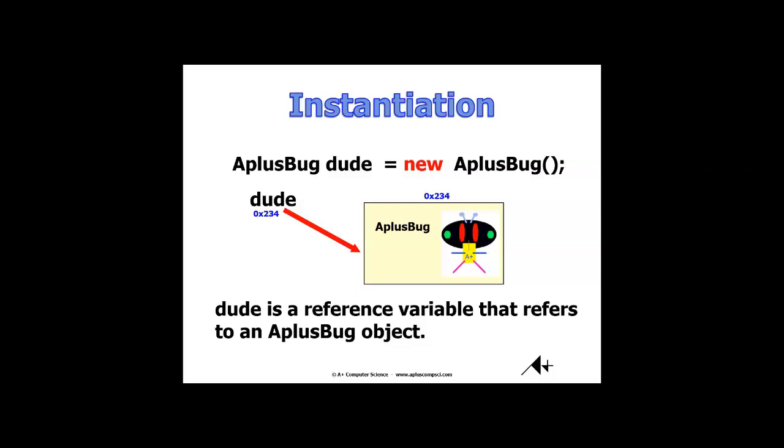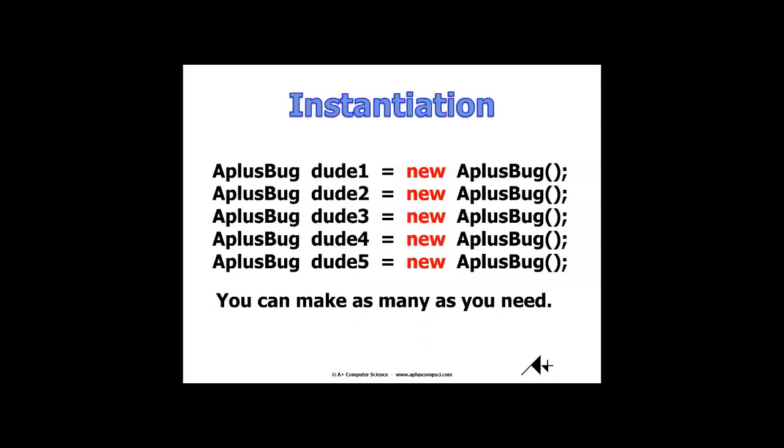In the example I'm using in blue, 0x234 is a made up memory address. So understand that you can't actually go in memory to 0x234 and find a bug. That's not how it works. I'm just using this for an example. So the dude reference doesn't store the bug, but it stores the address of the bug. If I went to dude and said, hey, what do you got? I'm going to get 0x234. If I go to 0x234, I'm going to find an A Plus Bug. In this example, I've got 5 different references, dude1 through dude5, and they're all pointing at new A Plus Bug objects.